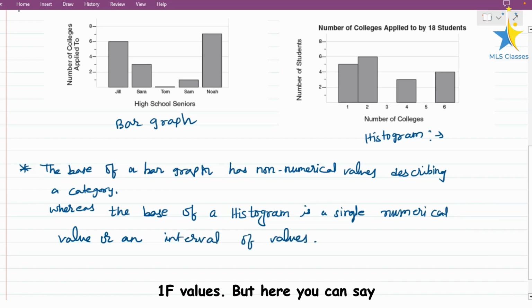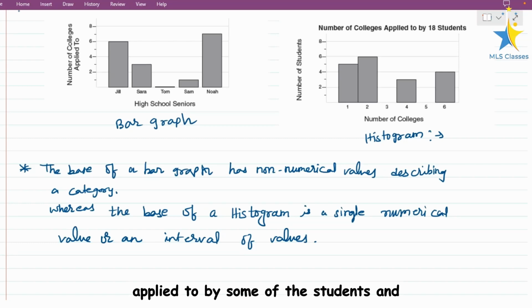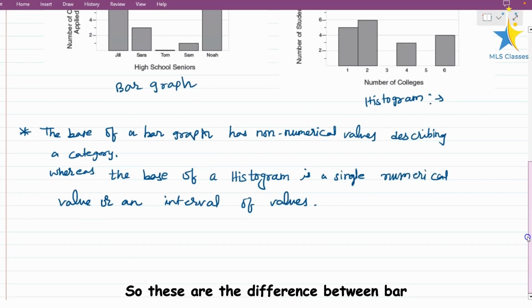Here you can see the height is showing the number of colleges applied to by some of the students, and the base is showing high school seniors. In the histogram, it is showing the number of students who applied to 18 colleges. So these are the differences between a bar graph and a histogram.